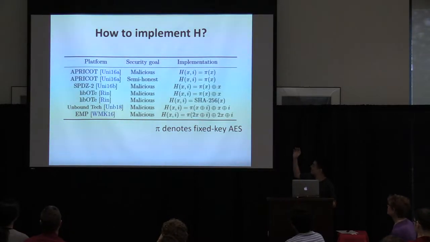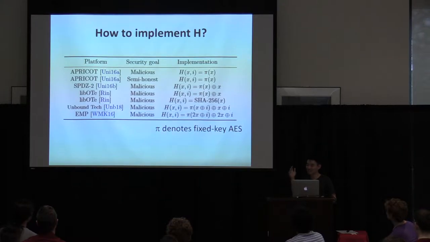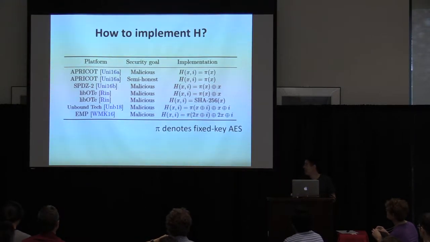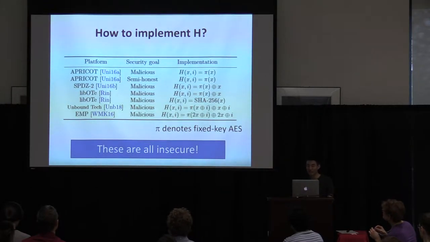So there is a bunch of work that actually implemented H(x, i) using a permutation. We communicated with them, and it turns out that they said this is a bug. And in another implementation, it was implemented as pi(x) XOR x. This construction can be proven to be a one-way function, but no more properties have been proven for pi(x) XOR x, assuming that pi is a random permutation. And then people who are more concerned about security use a hash function, but they forget to put i inside the hash function. And even our own EMP actually suffers from this, in the sense that we used some fixed-key construction. And well, obviously all of them are insecure.